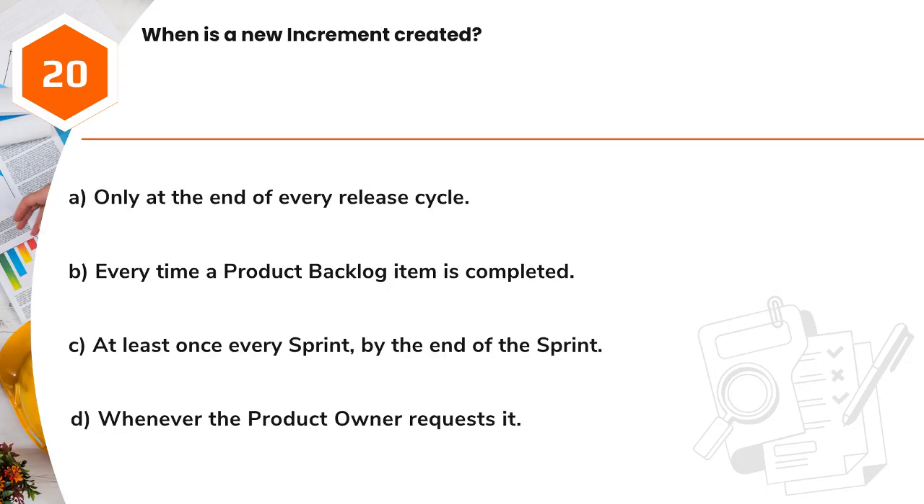Question 20. When is a new increment created? A. Only at the end of every release cycle. B. Every time a product backlog item is completed. C. At least once every sprint, by the end of the sprint. D. Whenever the product owner requests it.